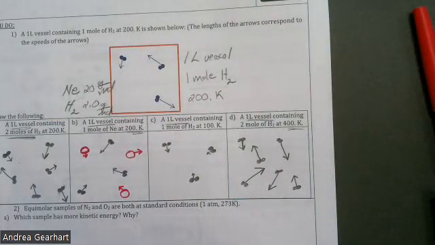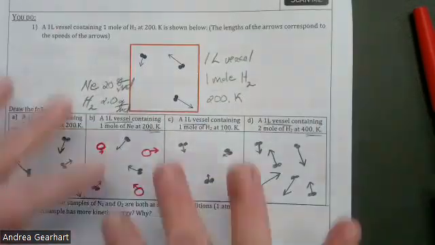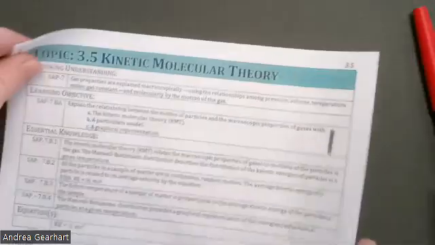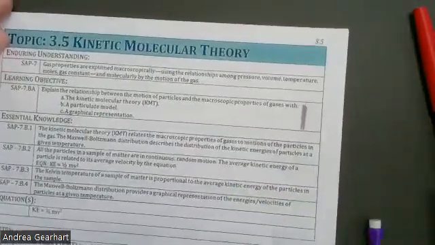So we've gotten experience with particulate diagrams showing the relationship of our different variables. We've looked at Maxwell-Boltzmann distribution, and have accomplished what this packet was aimed at.